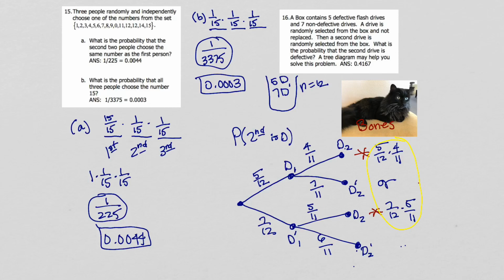So what I'm going to do here is I'm going to just add these. And when I added those, I got 0.416666 repeating forever. So I'm going to round off to 0.4167. So what that means is that if we were to actually do this experiment, pick one, pick another, about 42% of the time, we would get a defective on the second draw.